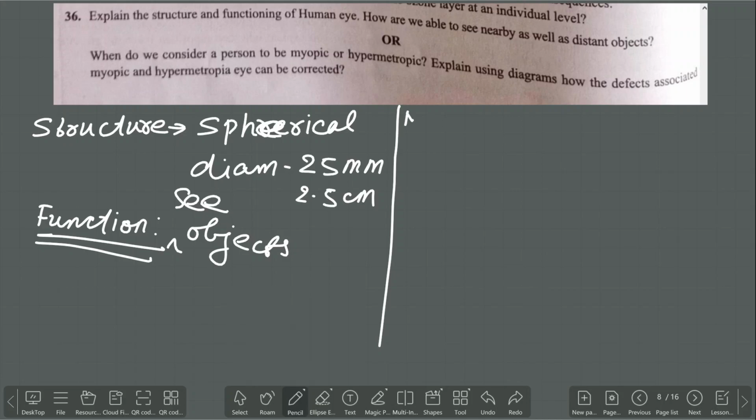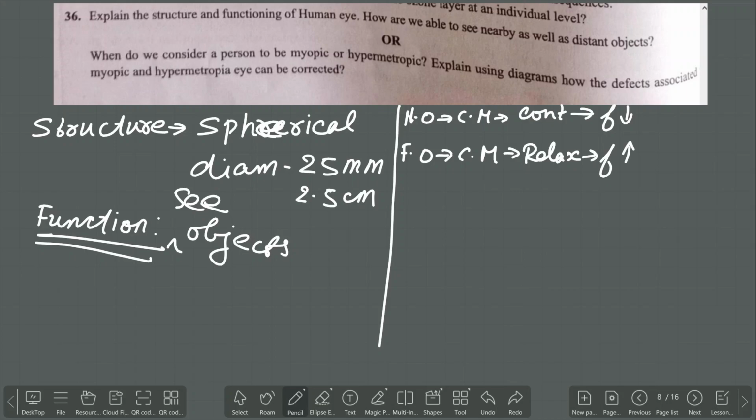So when we are going to see a nearby object, the ciliary muscles will be in a contracted state, and due to that the focal length will get decreased, and this enables us to see the nearby object. And when we are going to see a far away object, the ciliary muscles will be in a relaxed state, and due to that the focal length will get increased. And we need to write about the curvature also. Here the curvature of the eye lens will become thick, whereas here the curvature of the eye lens will become thin. So due to that only the focal length will get decreased as well as increased.